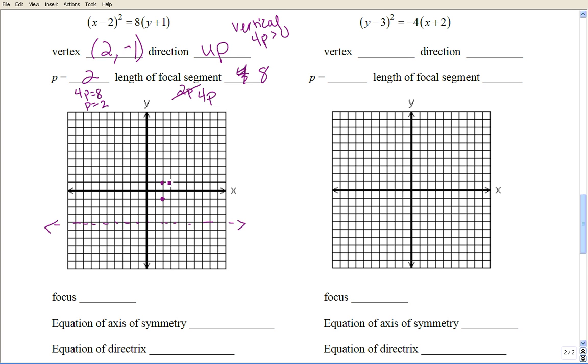So going out 4 on each side will bring us to the endpoints of the focal segment. So I'll go out 1, 2, 3, 4, and out 4 the other direction, 1, 2, 3, 4. So all the way across is 8, which is going to be that 4p, but to each point is the 2p. These are the points that we'll connect our vertex to.